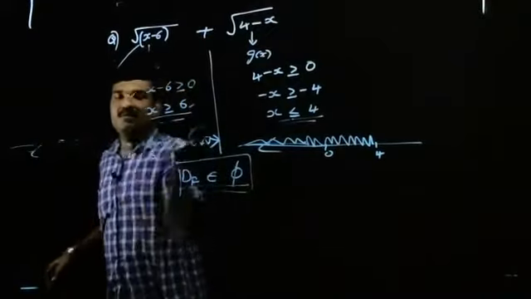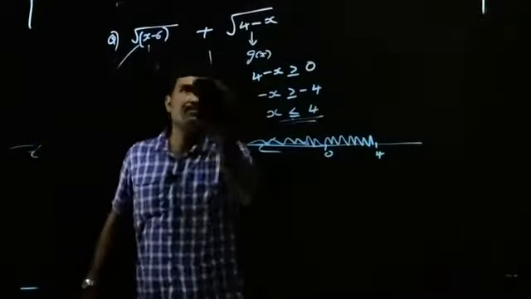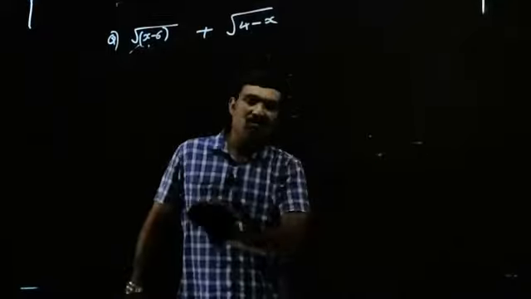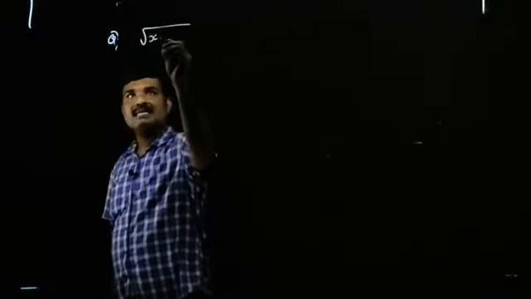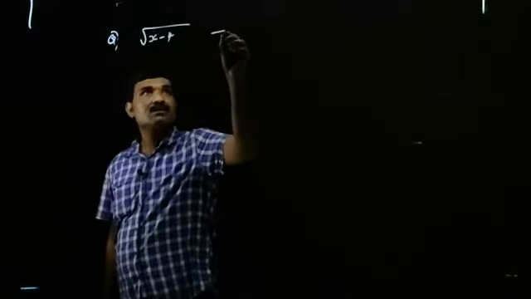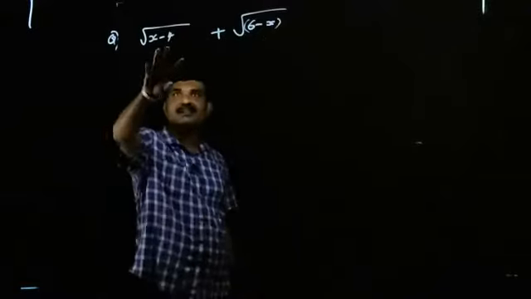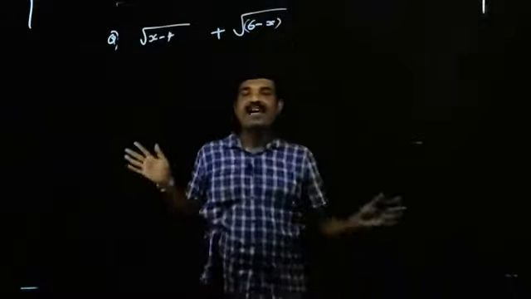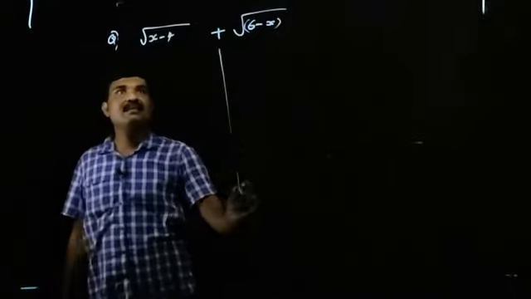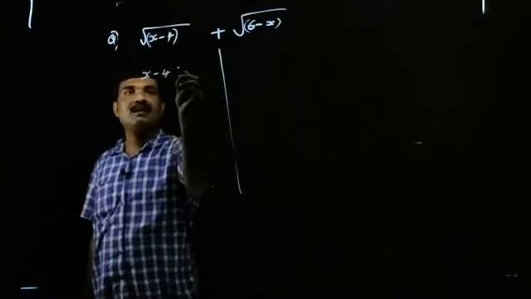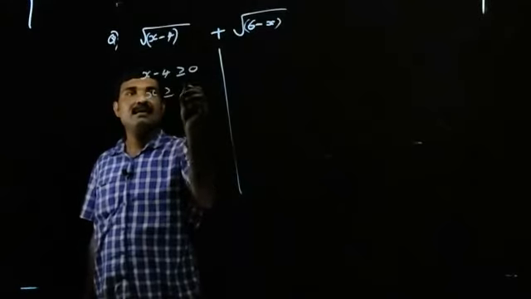Now we can consider the same problem by changing the values. I'm making a small modification to the same question. Let our question be the square root of x minus 4 plus the square root of 6 minus x. Find the domain. First find the domain of this section and this section, and then find their intersection. Inside the square root should be a non-negative quantity: x minus 4 is greater than or equal to 0, so x is greater than or equal to 4.